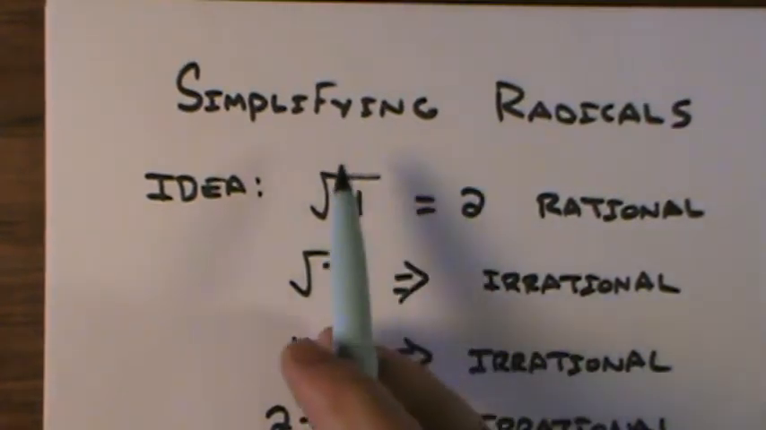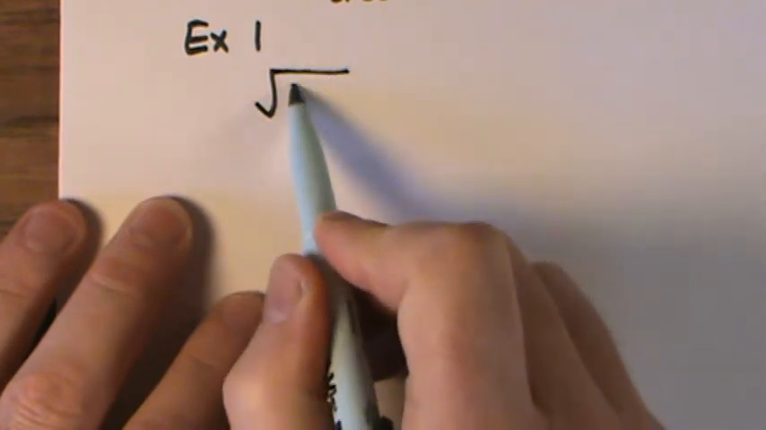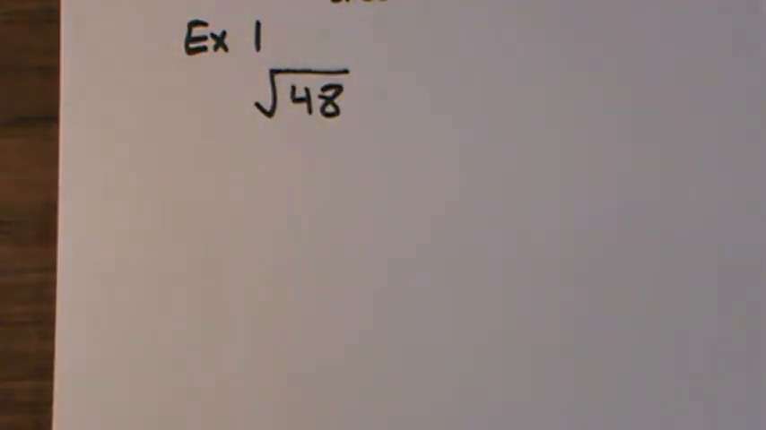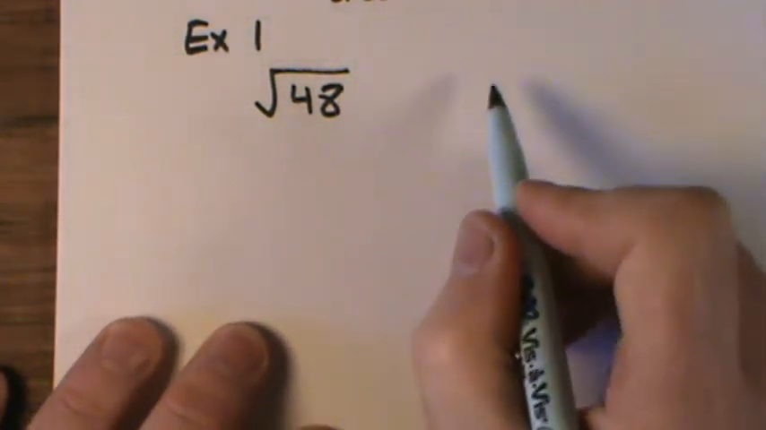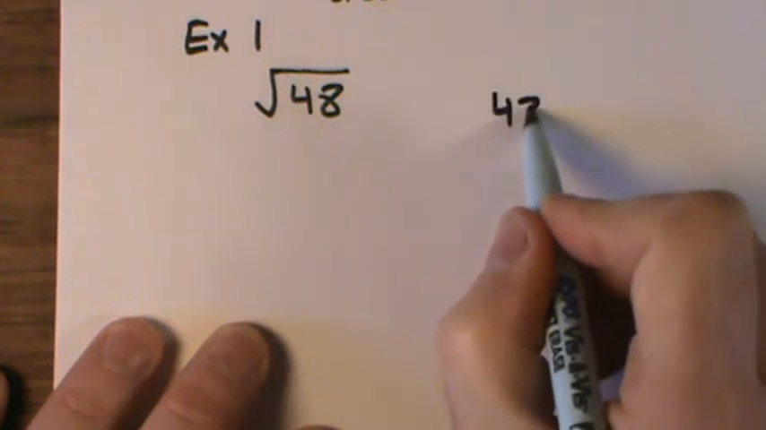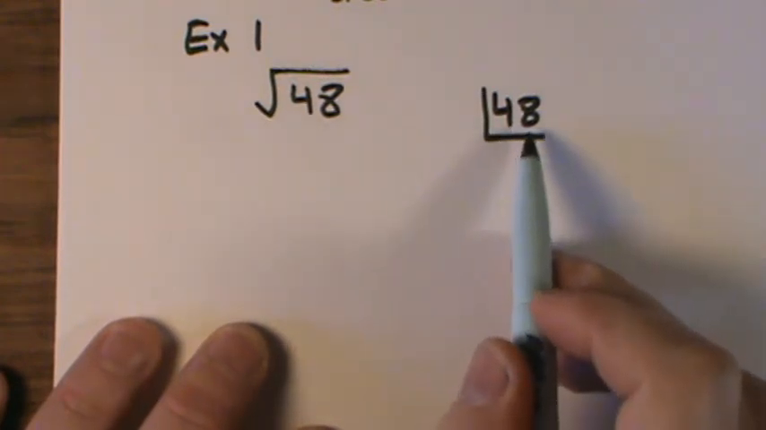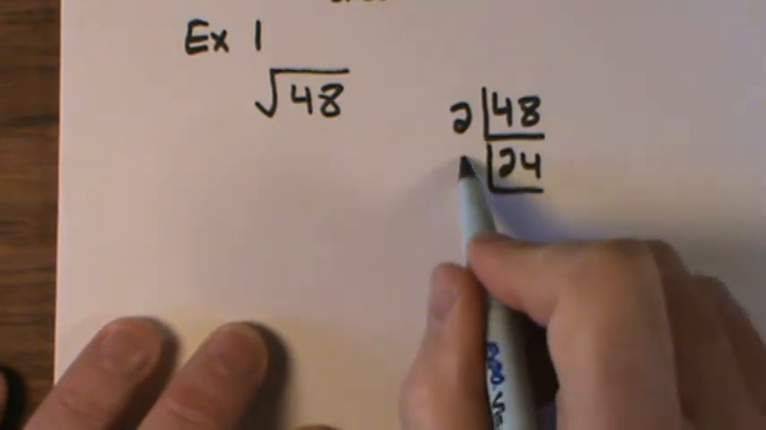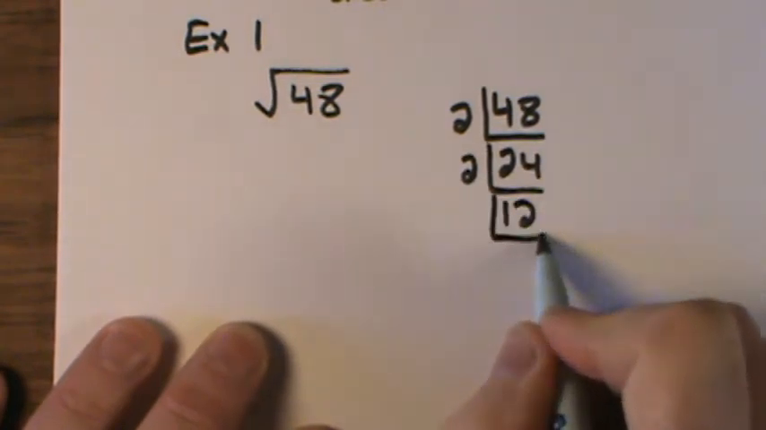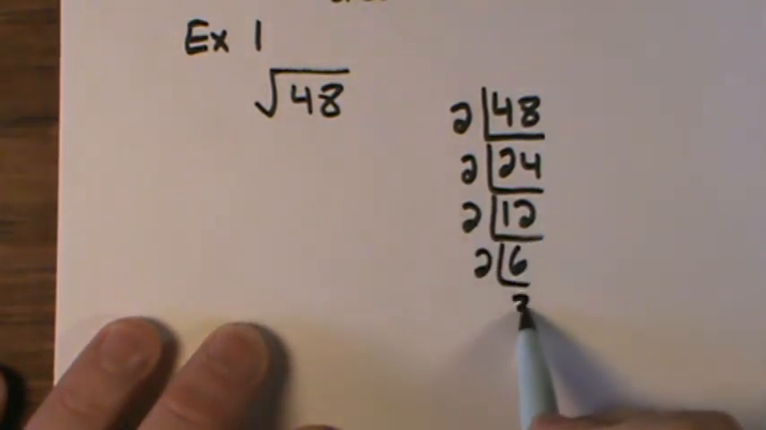So, example 1, let's say that I have something like the square root of 48. And if you remember when we were factoring, we're going to pull out an old friend. We're going to do a prime factorization. I'm going to come over here to the side. I'm going to write 48, and I'm going to prime factor it. I'm only pulling prime numbers out. So I recognize that 48 can be divided by 2, which takes me to 24. 24 can be divided by 2, which takes me to 12. 12 can be divided by 2, which takes me to 6. 6 can be divided by 2, which takes me to 3.